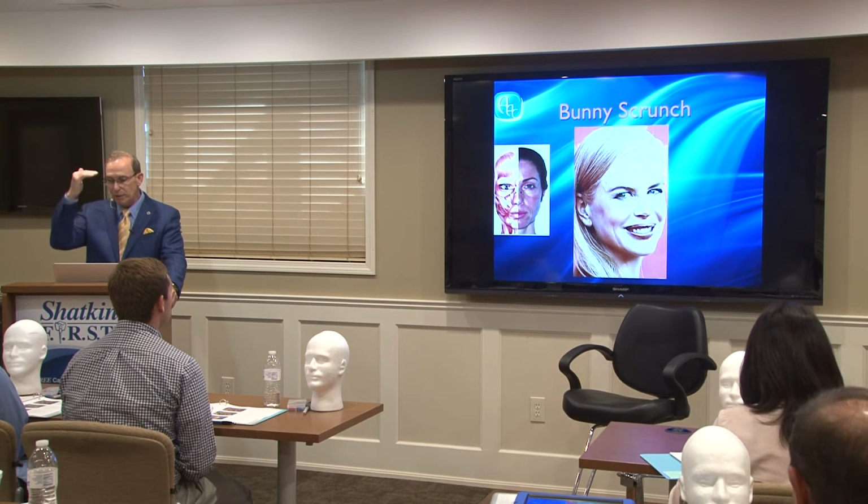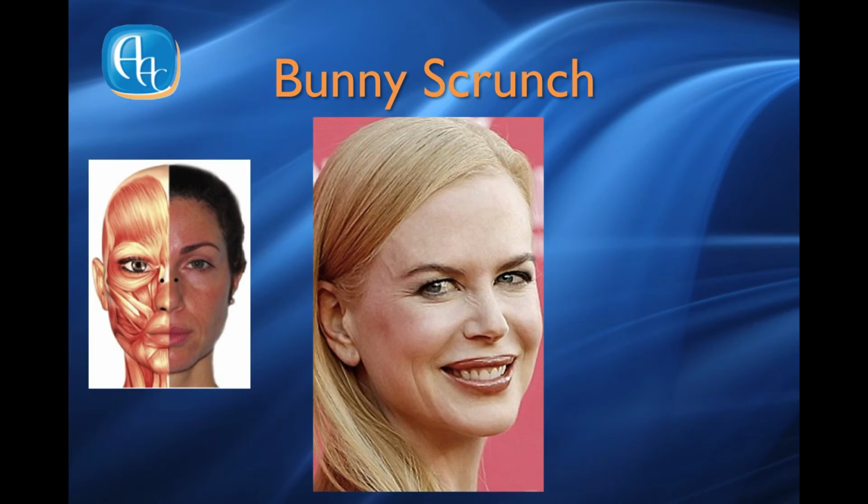So let's go. We're still moving down now, the bunny scrunch area. That's those little bunny rabbit lines there. What we're treating there are the nasalis muscles. Be careful in this area. You don't want to get the levator labii superioris alaeque nasi, because then that will affect their ability to smile. And unless they have a gummy smile already, you don't want to do that.